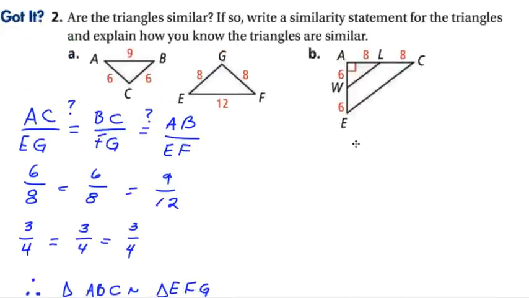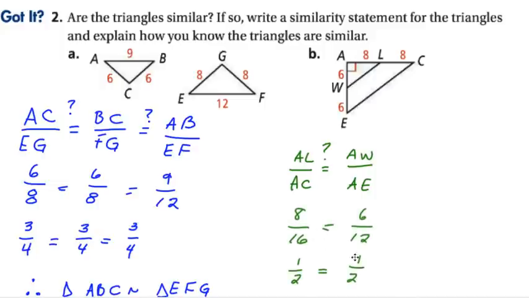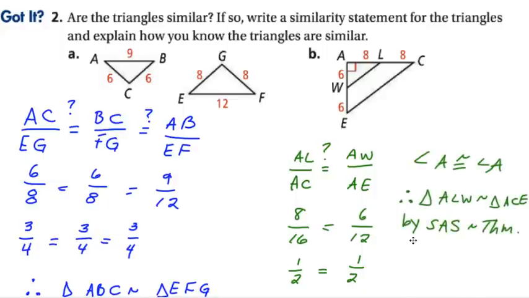Over on letter B on the right-hand side, we're going to compare the ratio of AL to AC and AW to AE. And we also know they share angle A in common. So these two are in the ratio of 1 to 2, and we do have an angle between them. So those are definitely similar by side angle side.